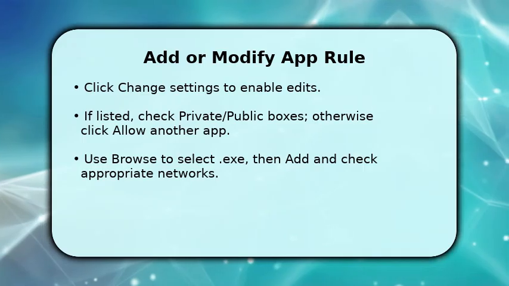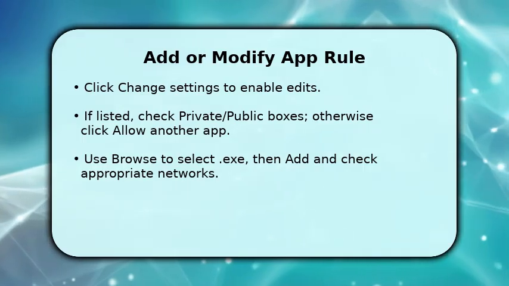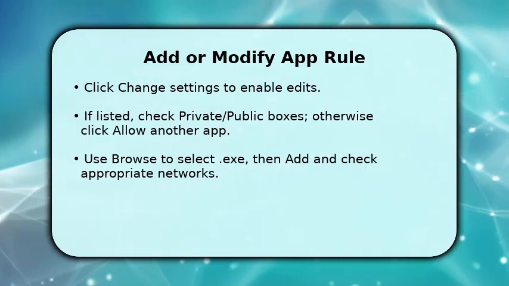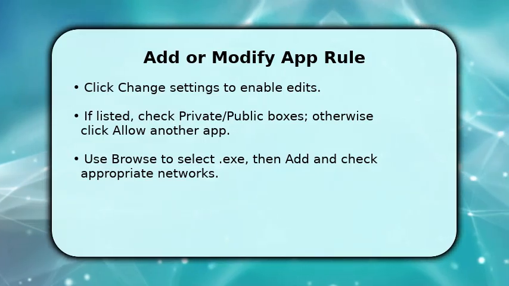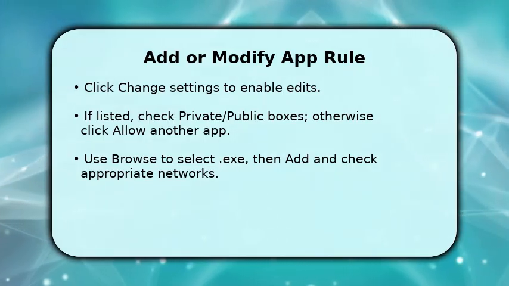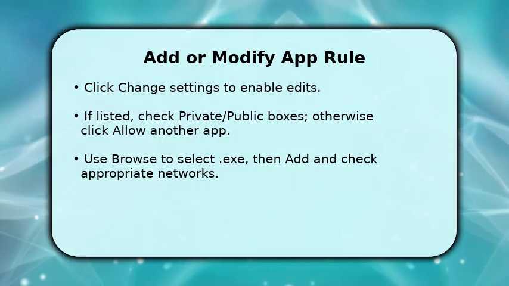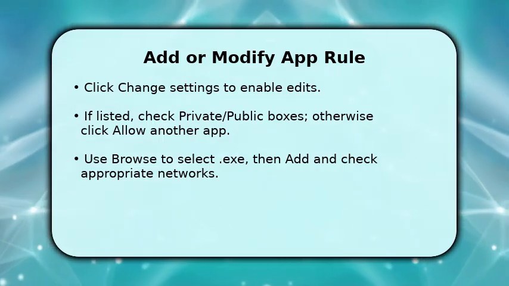If it does not show, press Allow another app, use Browse to select the program executable, then Add. Make sure to choose the correct network profile so the app communicates only where you intend. Then press OK to persist the rule.